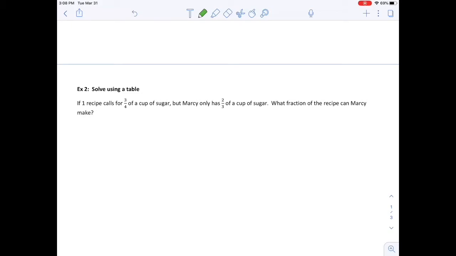So in this case, how much sugar does Marcy have? She has 2/3 of a cup of sugar. This is going to be our total. Then we know that one recipe uses 3/4 of a cup of sugar, so this is going to be our group size, where one recipe is 3/4 a cup of sugar.